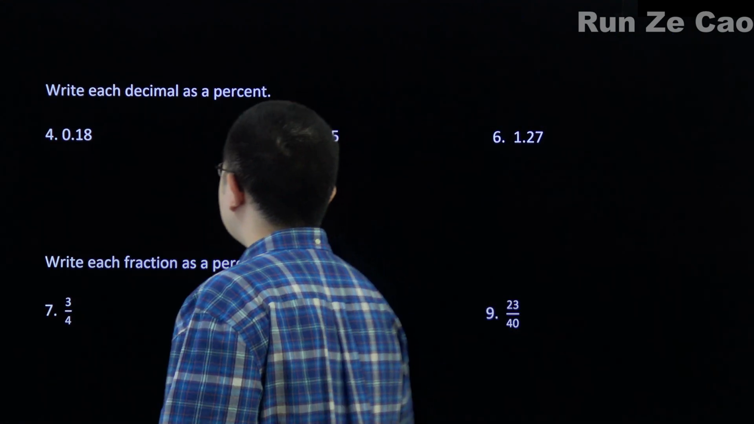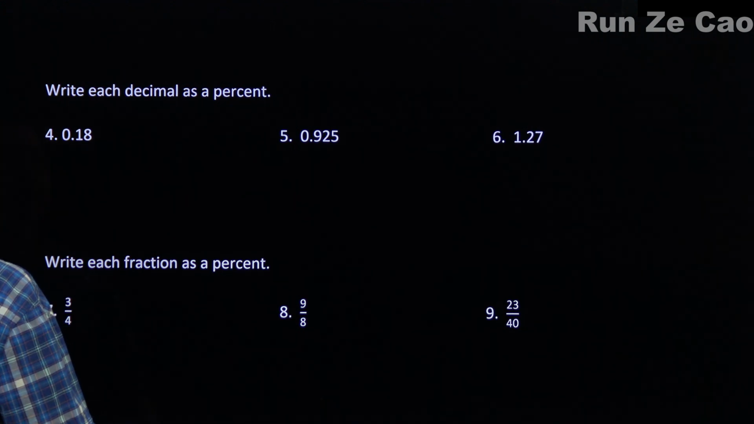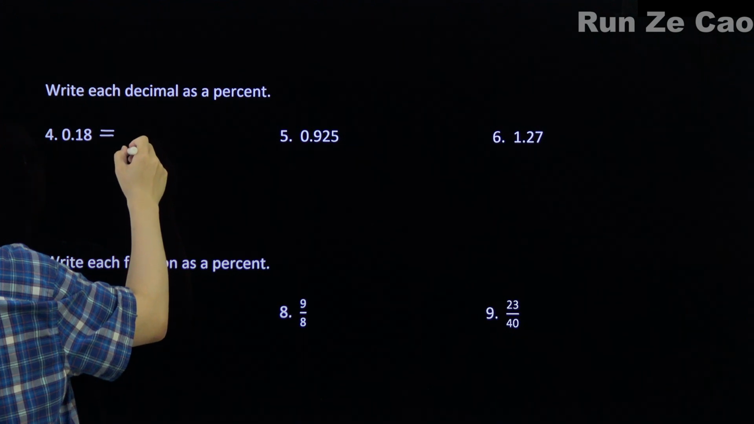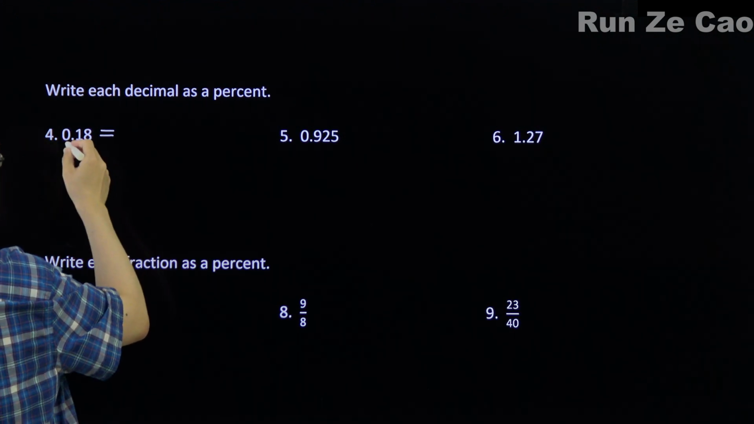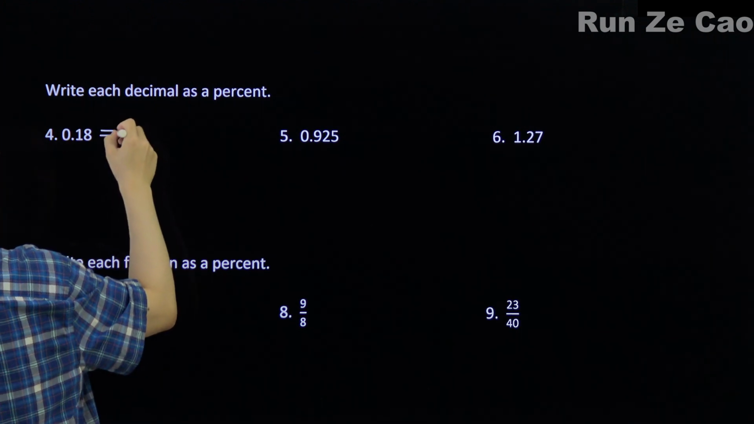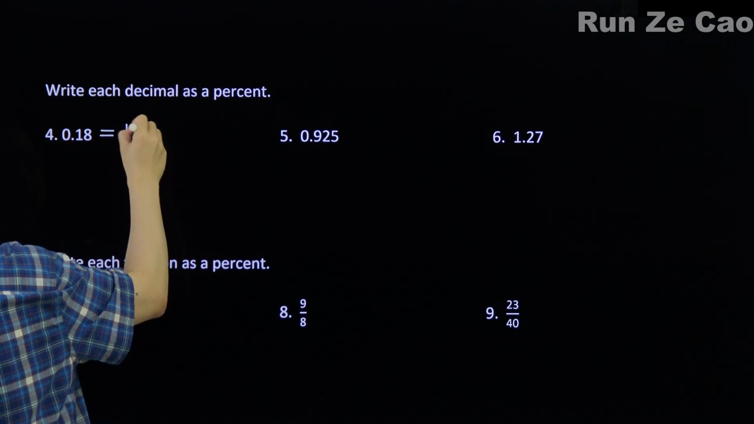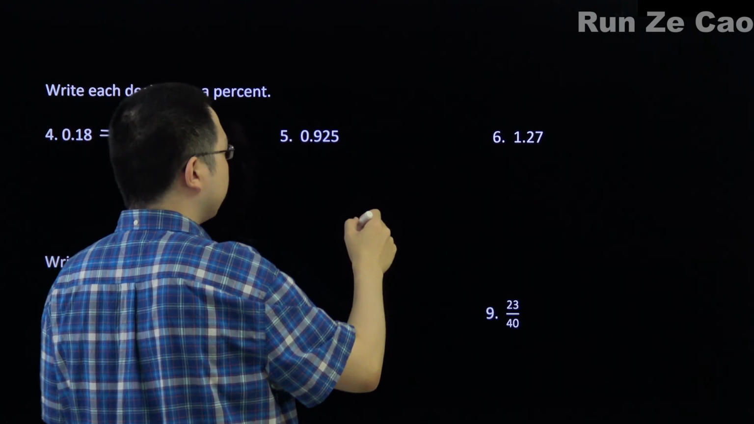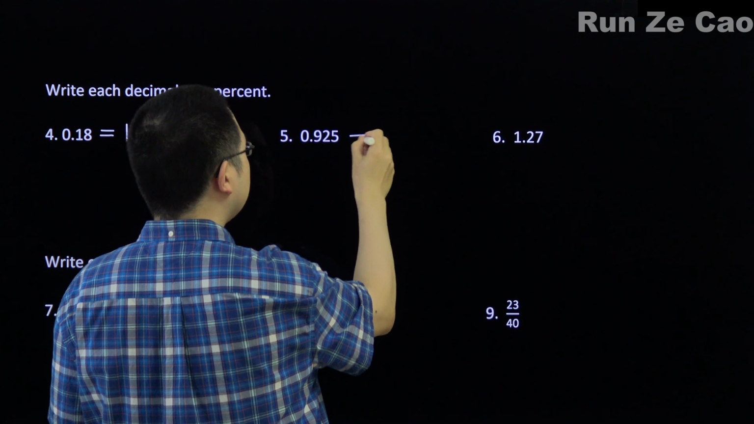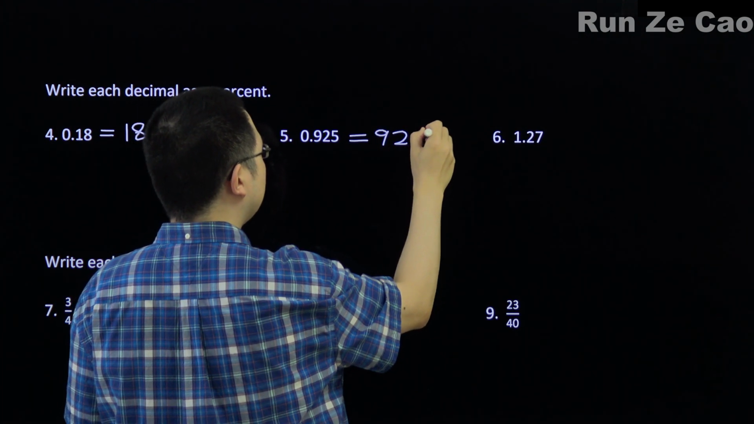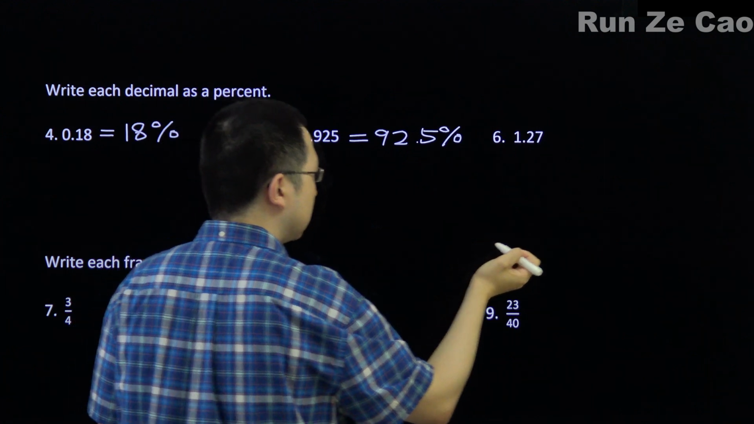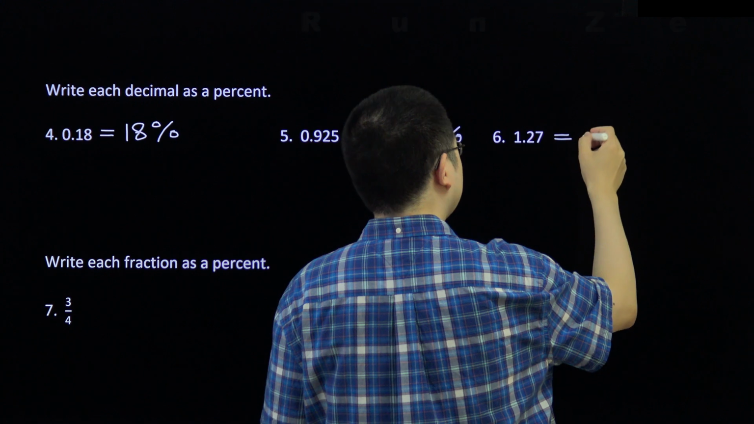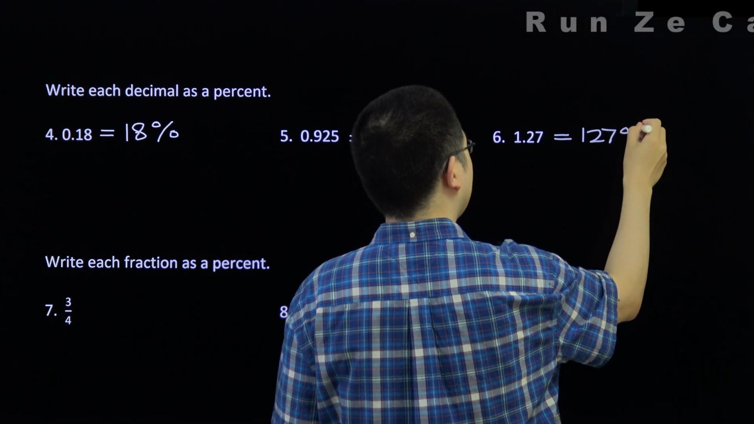Write each decimal as a percent. 0.18. Well, 1 is 100%, so 0.18 is 18 parts out of 100, 18%. 0.925. You can go times 100% if you like, but it's going to end up being 92.5%. 1.27. Well, 1 is 100%, so 1.27 is going to be 127%.